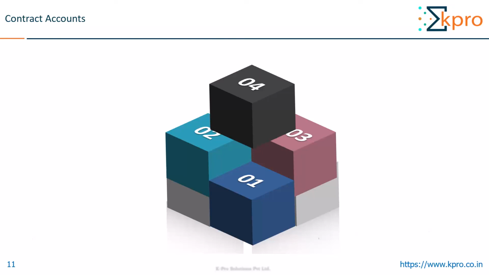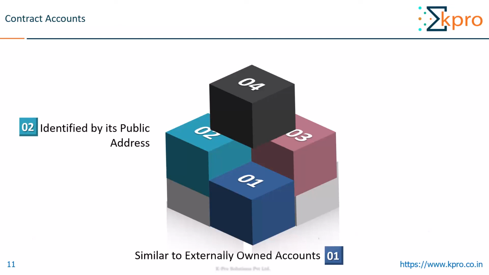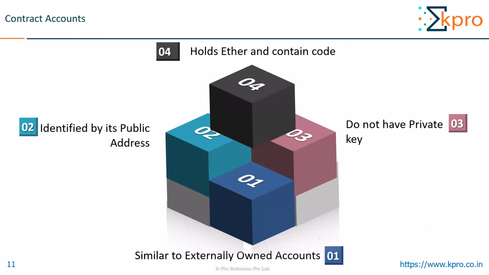Next, let us see contract accounts. So these are very similar to the externally owned accounts and they are identified using their public address. They do not have a private key, and even these accounts can hold Ether similar to externally owned accounts, but they contain code for smart contracts consisting of functions and state variables.